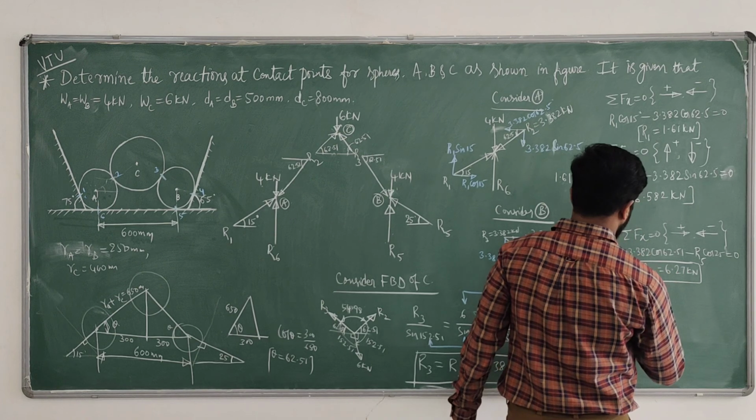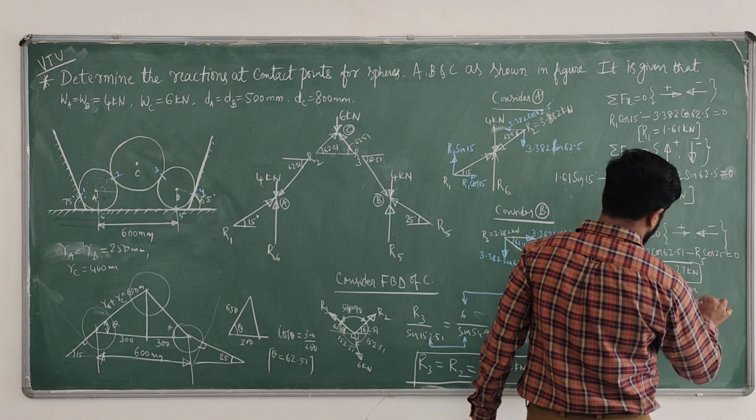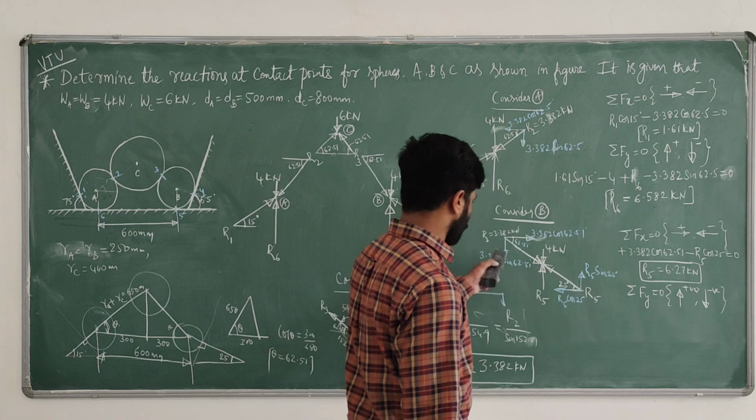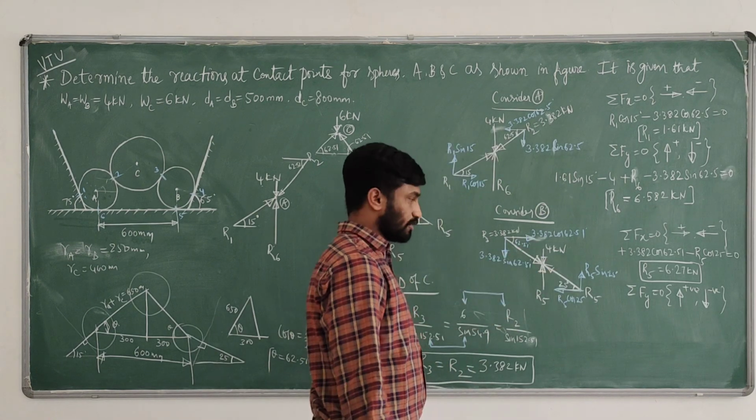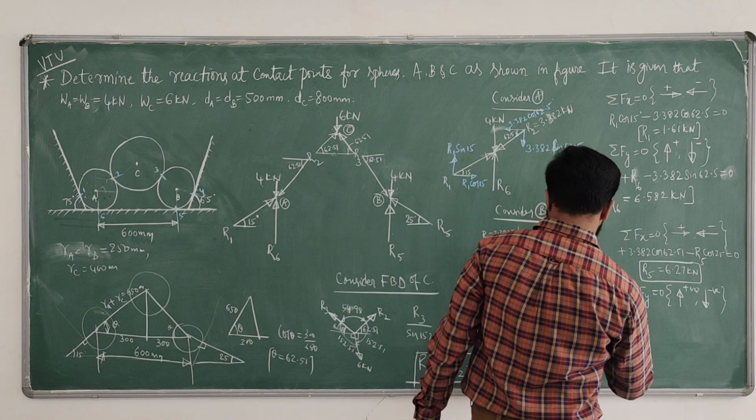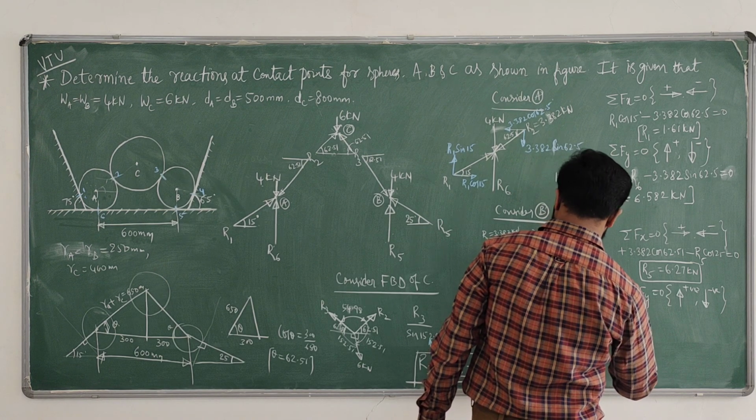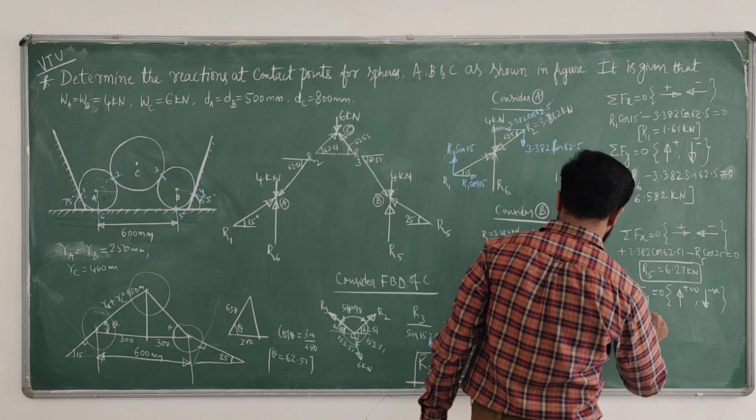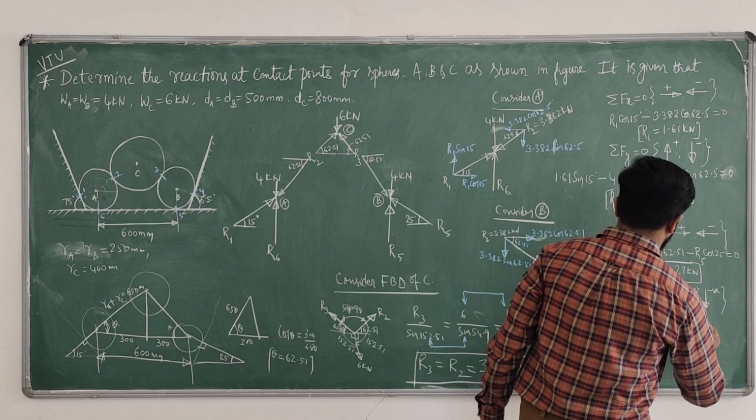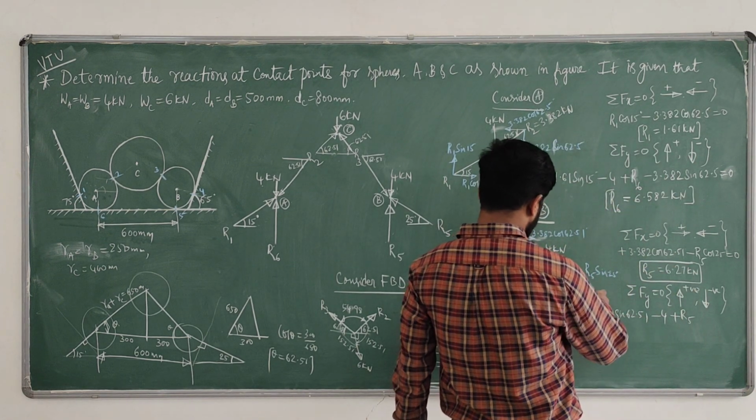Now if you apply sigma Fy equals 0, all upward forces are positive and all downward forces are negative. So how many forces are we getting? 1, 2, 3, 4 vertical forces. This is minus, plus, minus, plus. So we are getting minus 3.382 sin 62.51 minus 4 plus R5 and this one R6, right?